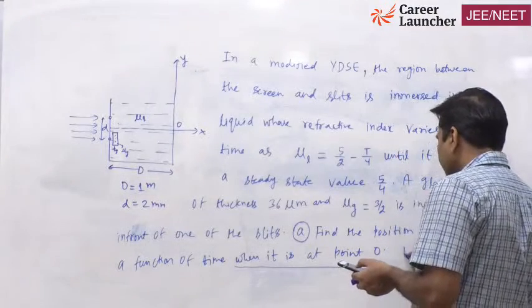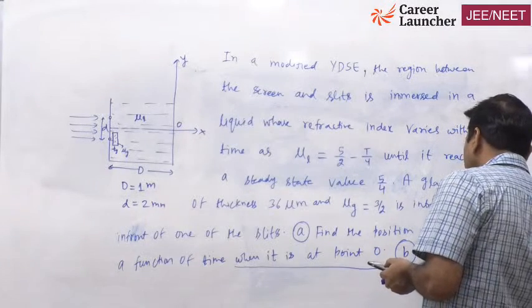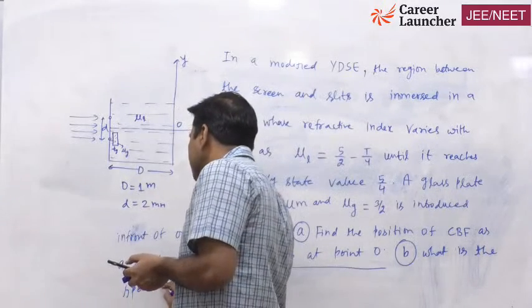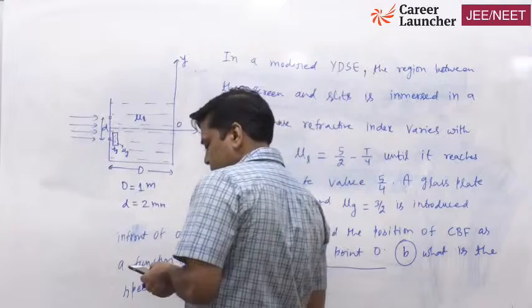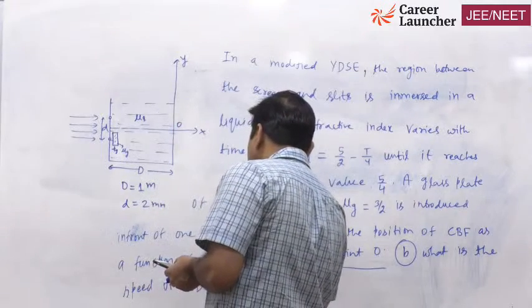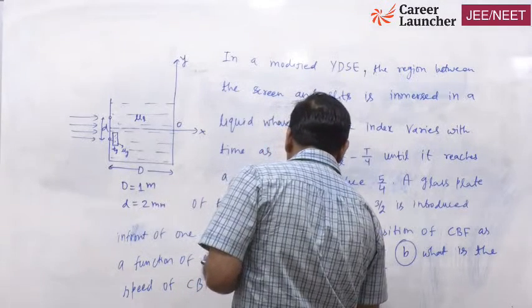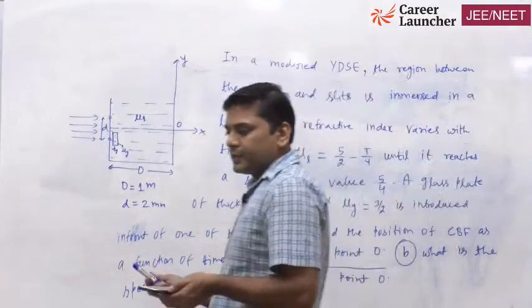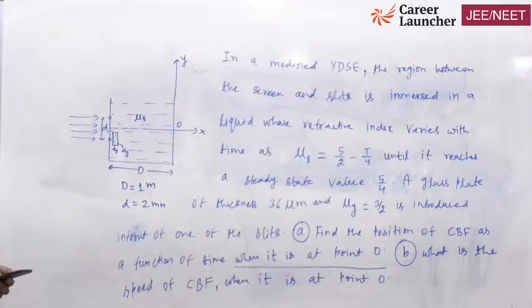B. What is the speed of CVF when it is at O? When it is at point O, same thing here. So you can solve this question. Okay. So now we'll take less time, I believe, because many terms you know how to write directly. Okay, solve it now.